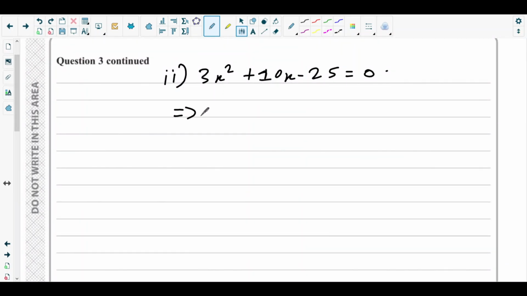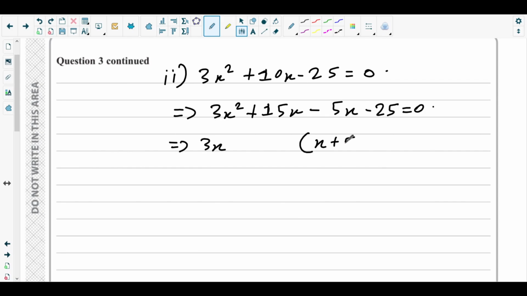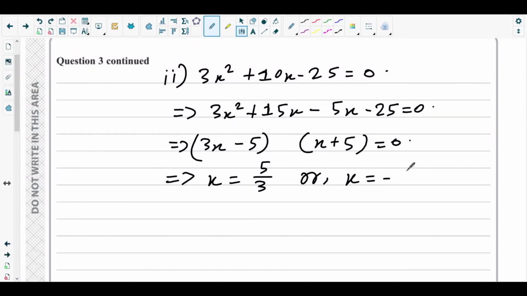So is it possible to middle term it? 3 times 25, this is 75. So 15 times 5 is 75. So 3x squared plus 15x minus 5x minus 25 equals 0. So we can take 3x common from there. You will get x plus 5. And then negative 5 common from there. You will get x plus 5 again. So this is common. So either x equals 5/3 or x equals negative 5.